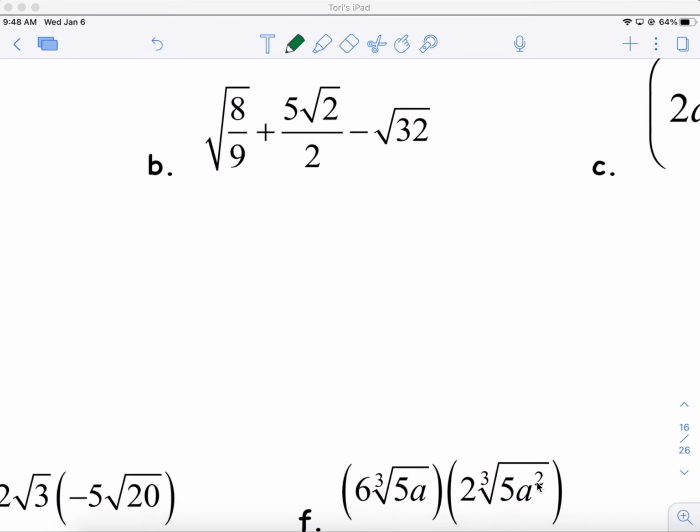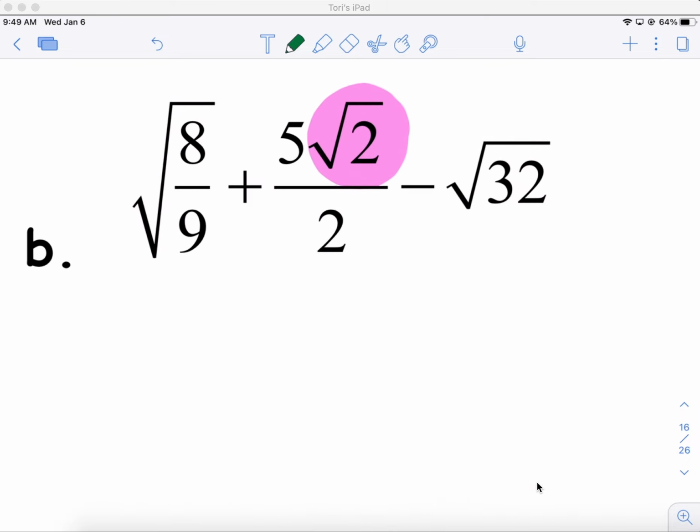4b, we have a lot of chaos going on in here. We've got to simplify. I noticed right off the bat that square root 2 is about as simplified as it's going to get. So my goal would be to try to make square root 2's out of this problem. That way I can put them together. Okay, let's go through one at a time.